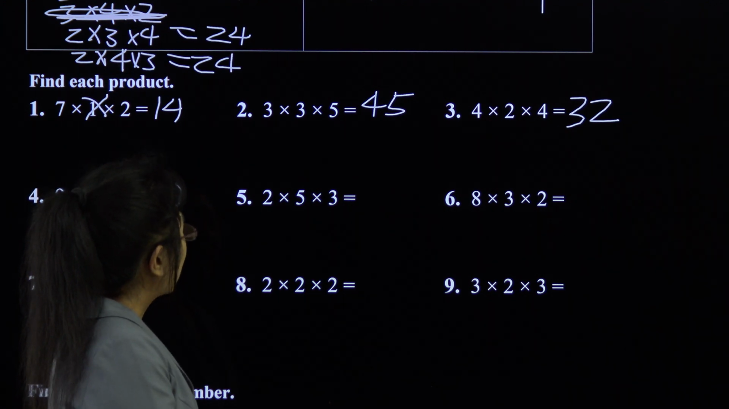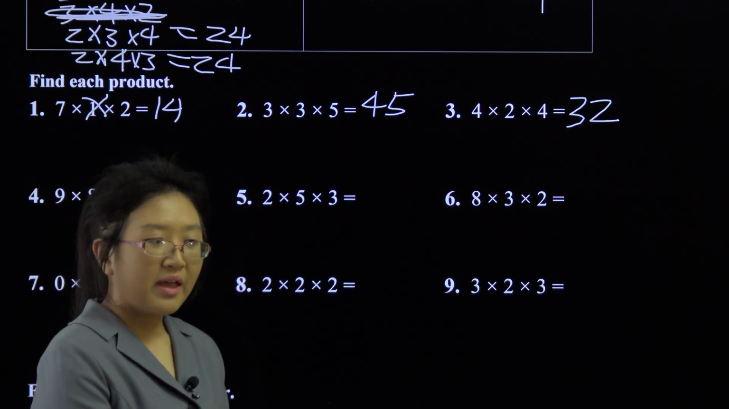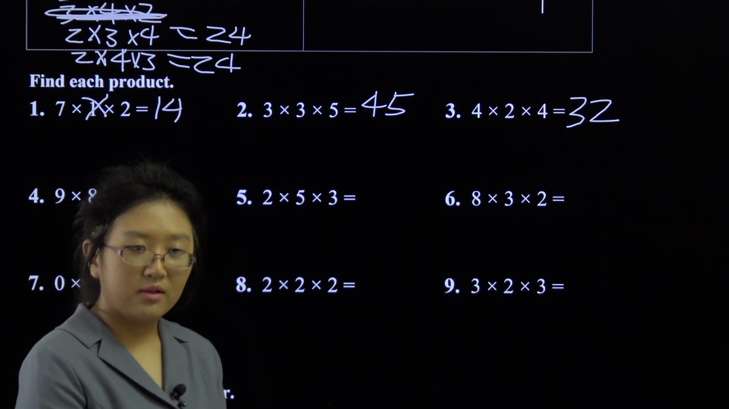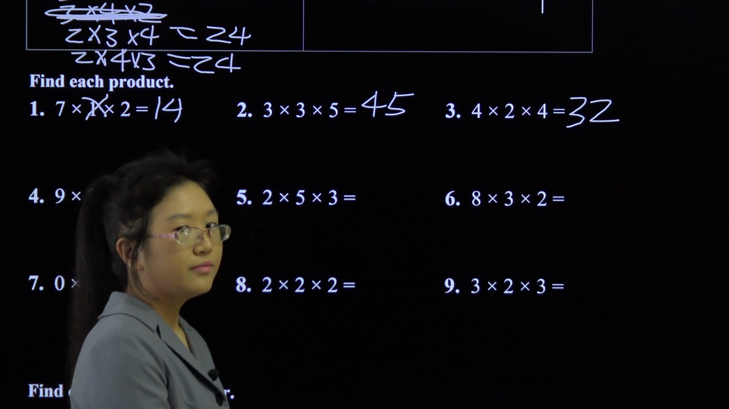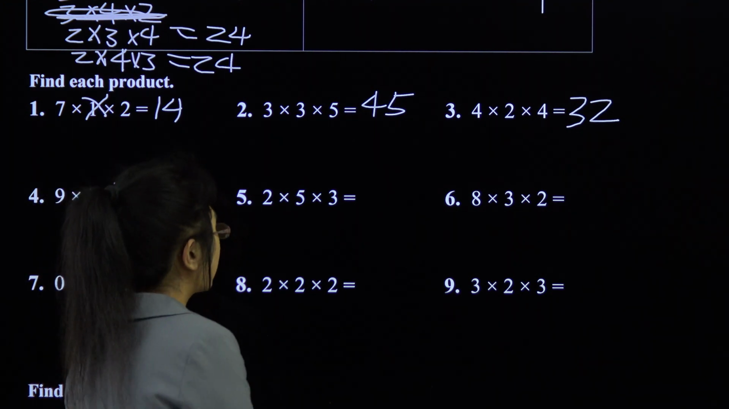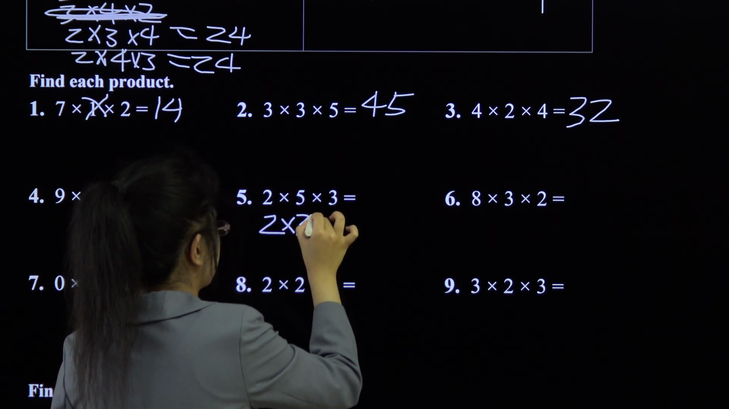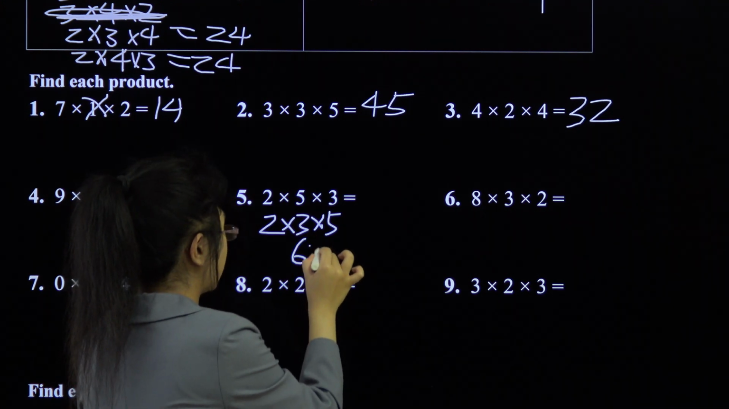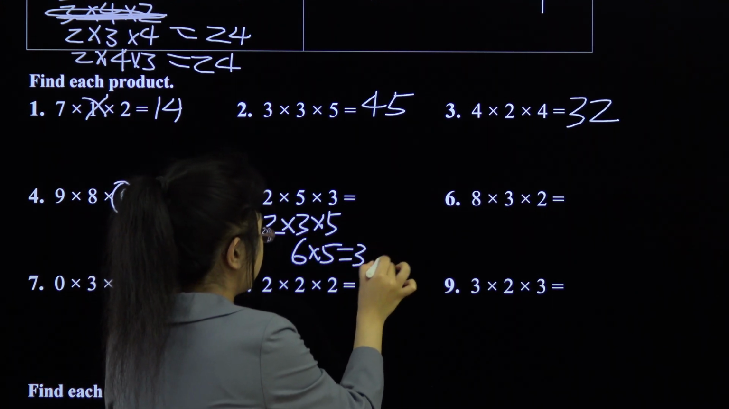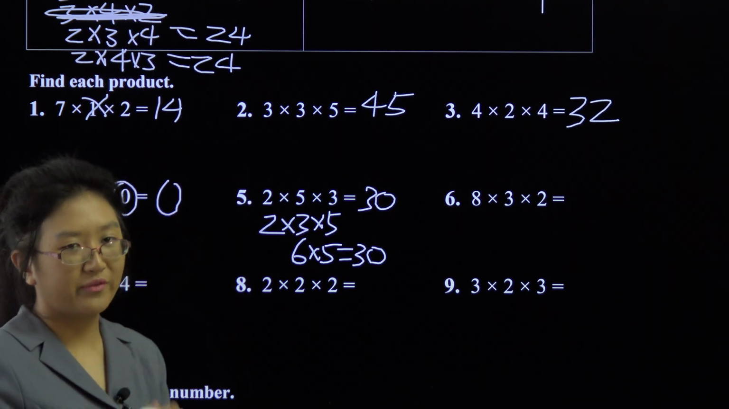2 times 5 times 3. Well, 2 times 5 is 10. And you know that 10 times 3 is 30 because you've learned multiplication by 10. But you could also do it this way. 2 times 3 times 5. 2 times 3 is 6, and then 6 times 5 is 30. You get the same answer, except you don't have to deal with anything above 9.